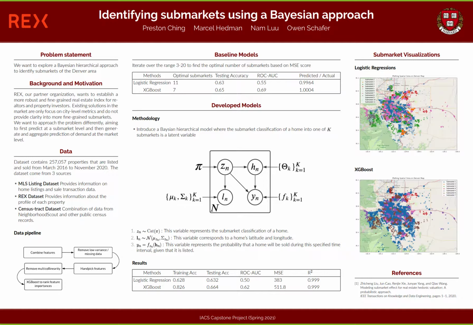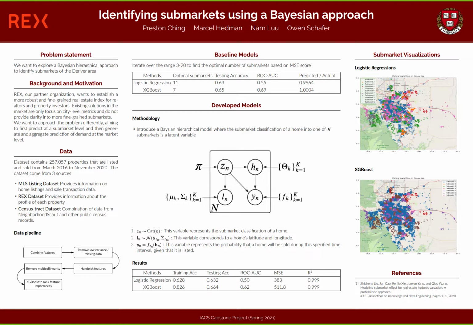As for our developed model, the distinction that we make from our baseline submarket approaches is that we introduce this variable z sub n to a Bayesian hierarchical structure that is a latent variable encoding a home's submarket membership. And our model, trained through expectation maximization, will identify the parameters relevant to the feature distributions of each home within a particular submarket, and then train a separate model mapping those home features to our output, the probability of whether or not a home was sold within that given time.